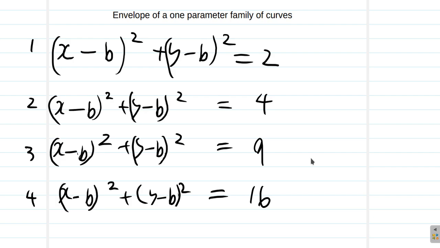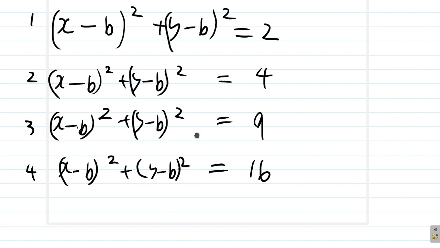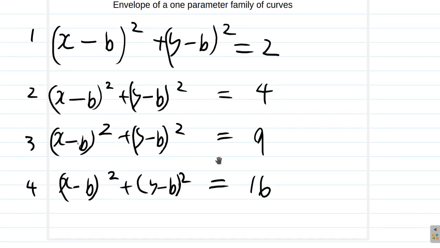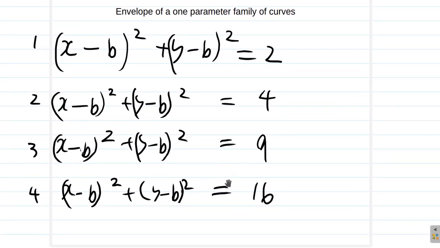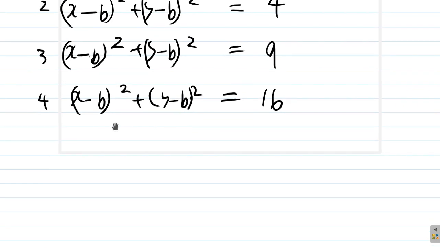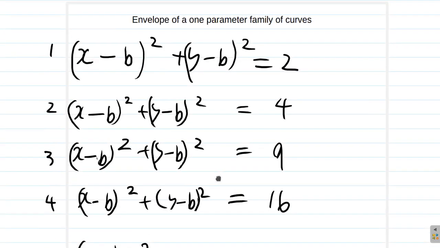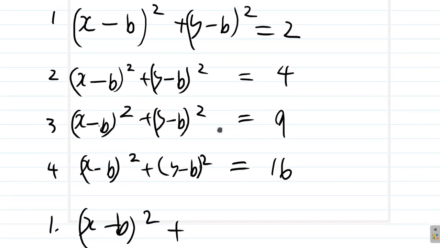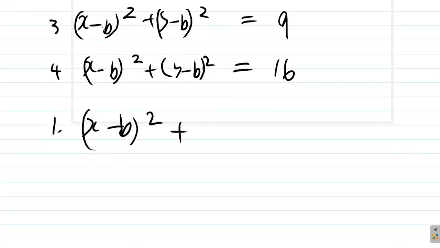We're going to find the envelope of a one parameter family of curves for these curves here. And as you see, there are circles, as I said before in the introduction. All right, x minus b squared. Let's look at question 1. (x minus b) squared, with b of course the parameter, plus (y minus b) squared equals 2.